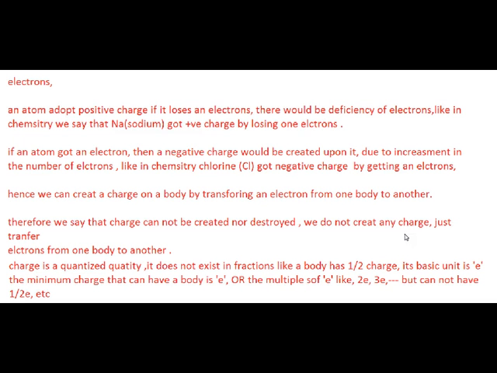It can be produced by transferring one electron or too many from one body to another body. Therefore, there would be an imbalance in the number of positive charges and negative charges, and due to this reason there would be a charge creation.